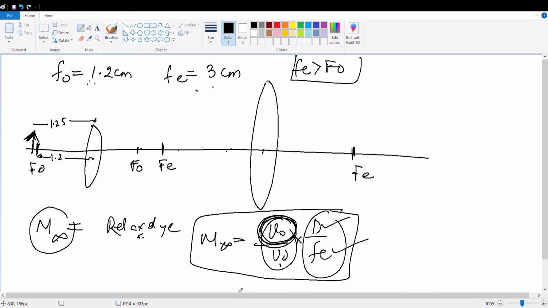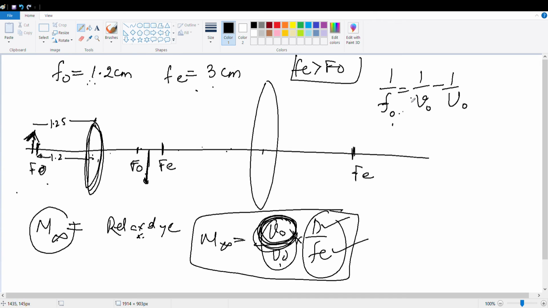So you have to find first what is the image. See, the final image is at infinity, but the image for the objective we don't know. Maybe somewhere it will be here. So we have to find the image for the objective lens, that is V naught. For the objective, you use the lens formula. What is the lens formula? 1 by F equals 1 by V minus 1 by U. Since you are using it for the objective lens, let us put everything with subscript naught.